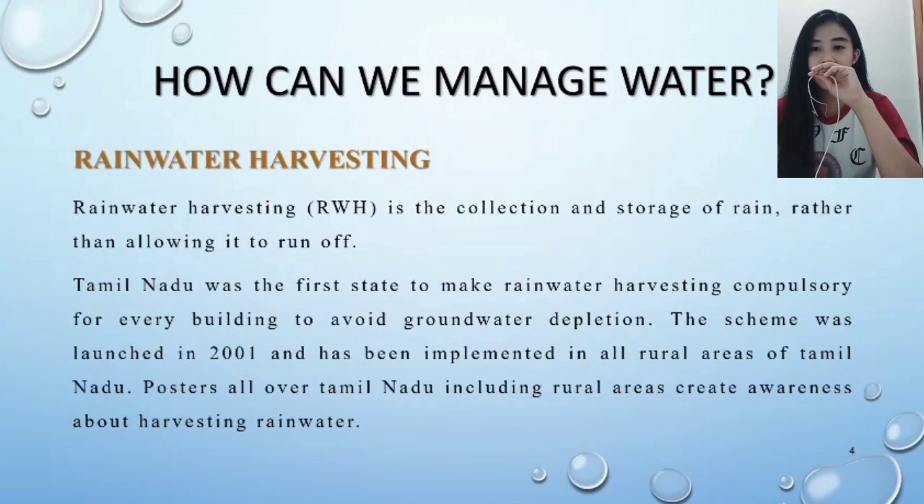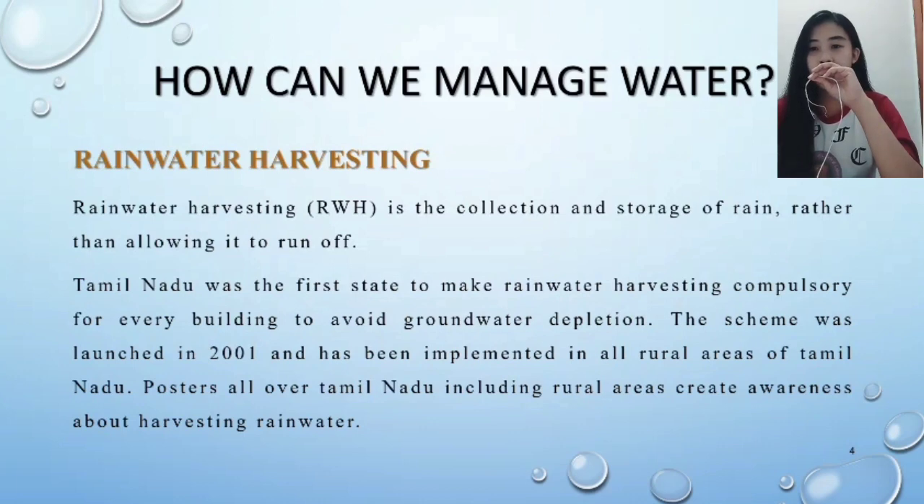How can we manage water? Rainwater harvesting. Rainwater harvesting, or RWH, is a collection and storage of rain rather than allowing it to run off. Tamil Nadu was the first state to make rainwater harvesting compulsory for every building to avoid groundwater depletion. The scheme was launched in 2001 and has been implemented in all rural areas of Tamil Nadu.